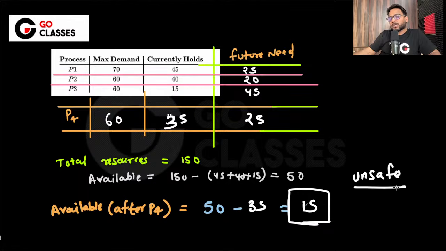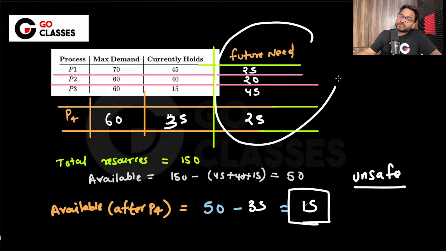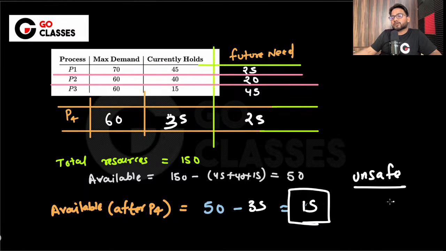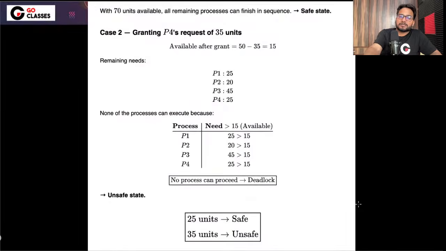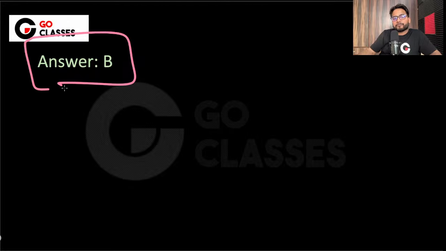I will tell you in a minute about it more. But here what I'm telling you is that if you have available which is lesser than anyone's future need, meaning you are not able to satisfy anyone's future need, then this is called an unsafe state. And if P4 is requesting for 35, then the system will go to an unsafe state. So basically only B is true, because for P4, both of the other options are talking about the safe state, right? So that's why only B is true. Let's just see the answer. Yeah, answer is B. Great.